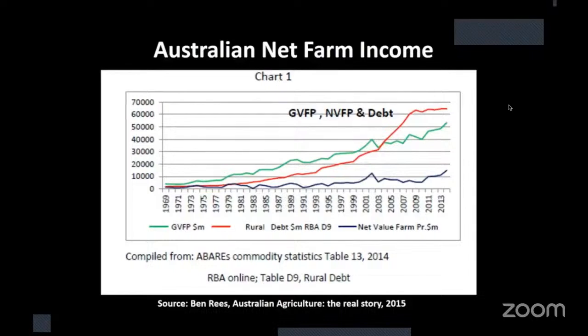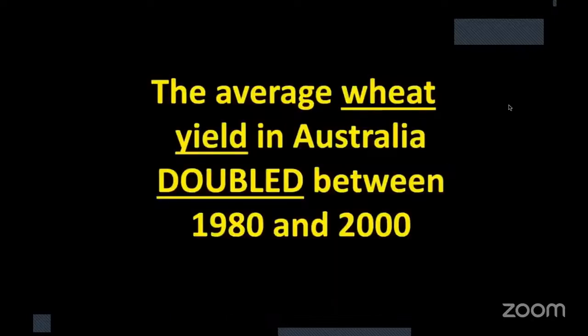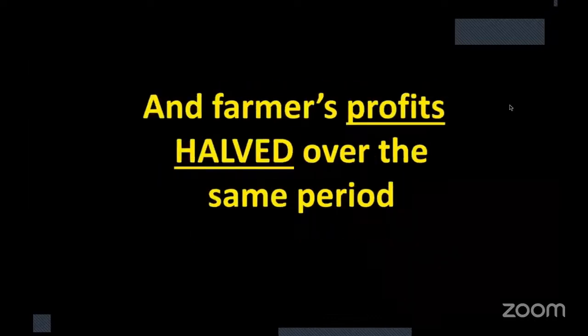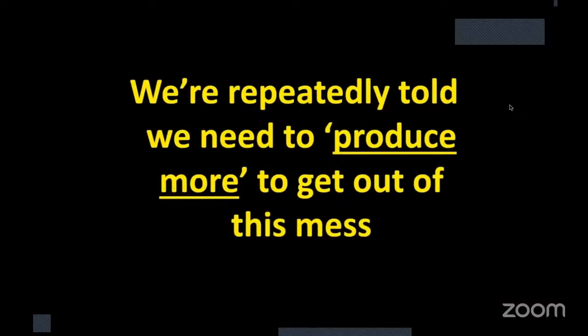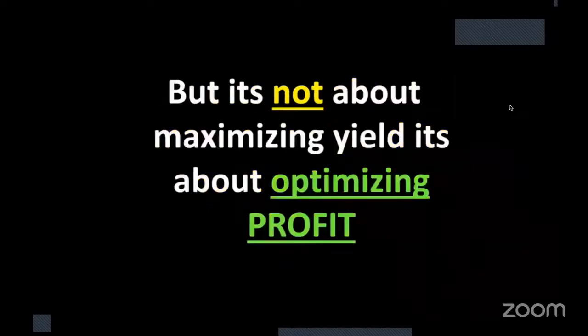And if we just look at something that I'm a little bit more familiar with, we grow a lot of wheat in Australia, and our average wheat yield doubled between 1980 and 2000, and in that same period, farmers' profits halved. So I'm not pointing the finger at the United States by any means. Now, we're repeatedly told that we need to produce more to get out of this mess, but it's actually not about maximising yield, it's about optimising profit. And we have to regenerate the resource base, and we want to be producing nourishing food. So I just want to dwell on that for a moment.